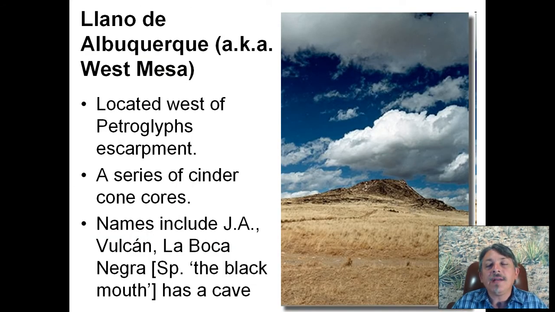On the west side of Albuquerque, and what they call the Llano de Albuquerque, what you'll often hear in popular reference as the West Mesa, is a place of volcanic activity. There's little mountains there. Three of them are quite prominent. One is called Vulcan, and the other one La Boca Negra. And the last one, La Boca Negra, meaning the black mouth, is because it actually has a cave, a lava cave, in which the liquefied lava flowed out and left this hollow in this small mountain.